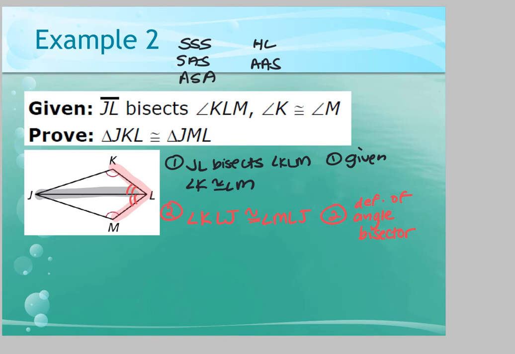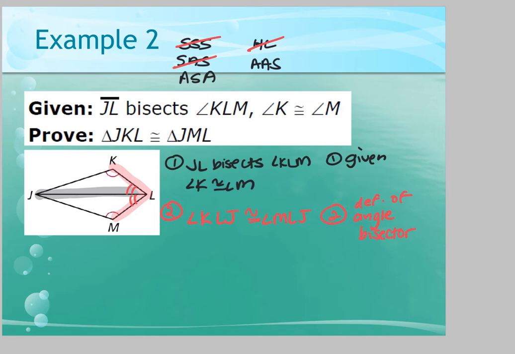So now looking at my 2 triangles, I already have 2 pairs of angles, which means I'm going to rule out side, side, side. I'm going to rule out side, angle, side. I'm going to rule out hypotenuse, leg. And that leaves me with just 2 options, angle, side, angle, or angle, angle, side. In both of those, I need a pair of sides that are marked as congruent. Is there something here that we can use to do that?